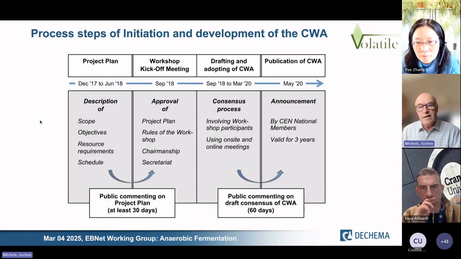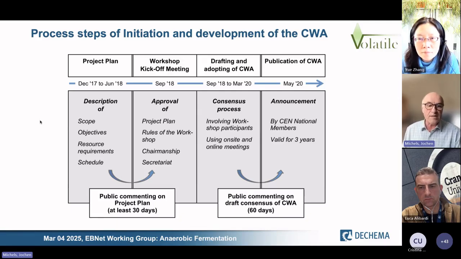And after approval, it can be published. And there are two phases in between where public commenting is allowed and welcomed. So if you submit your proposal, there's a public commenting phase on the project plan, which normally means that it is submitted to the technical committees and they can give a comment on that.